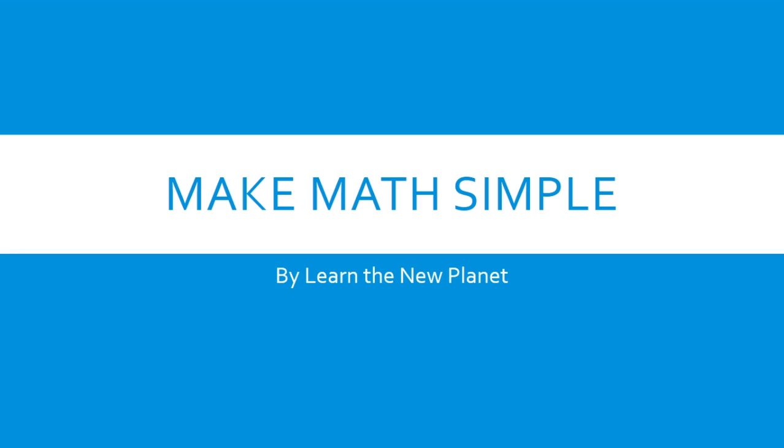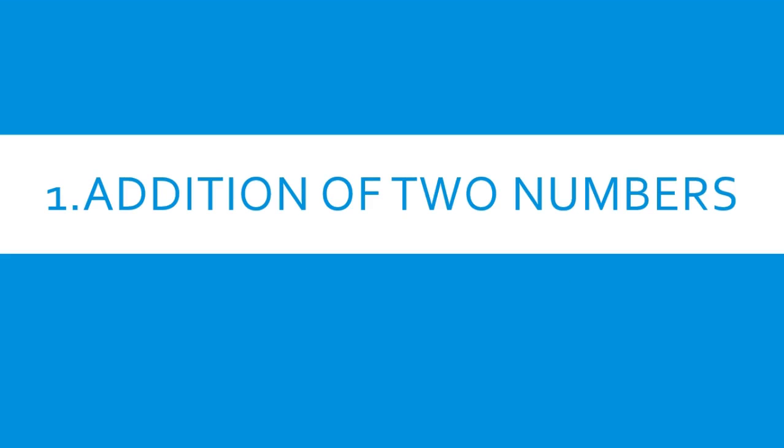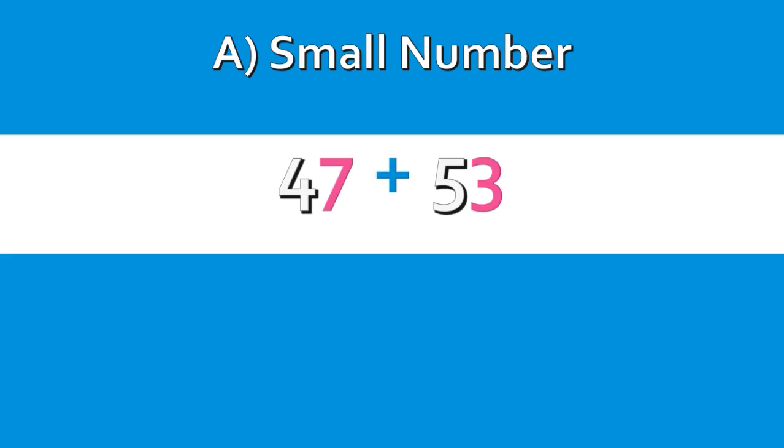First we are going to see the addition of two numbers. It contains 2 categories: category 1 is small numbers and category 2 is large numbers. First let me see the small numbers. When we have to add 47 plus 53, first we consider the first number. We can write 47 as 40 plus 7. Similarly, we can also write 53 as 50 plus 3.